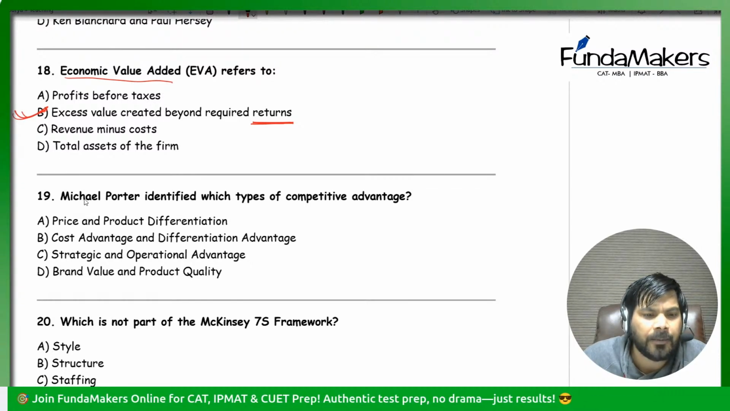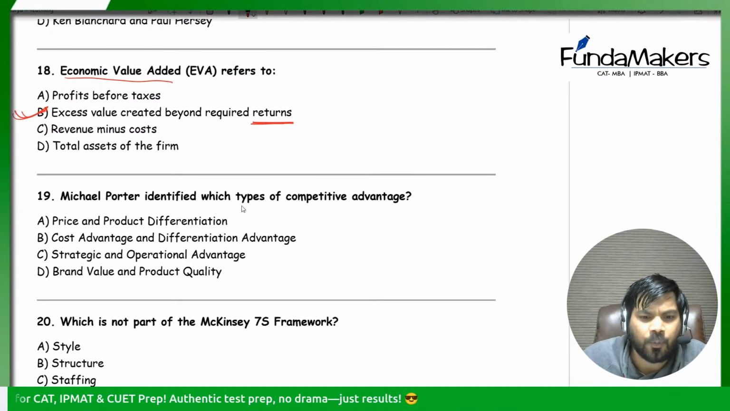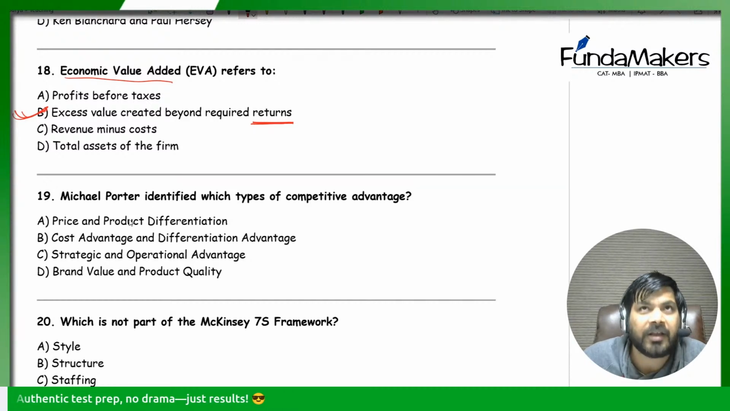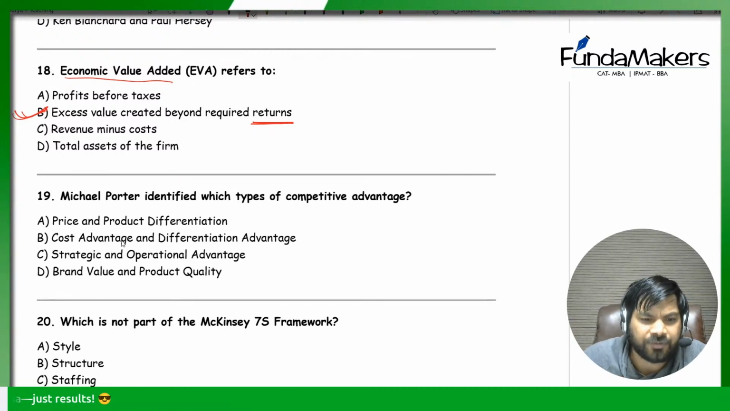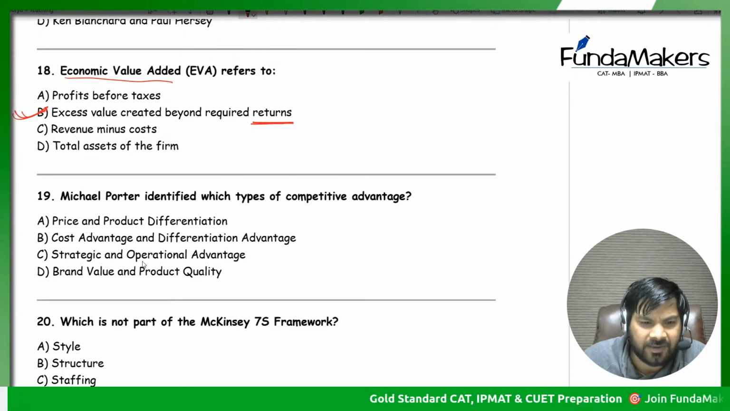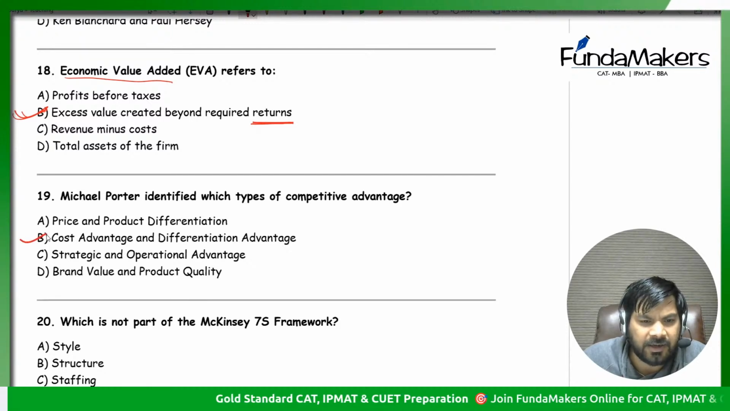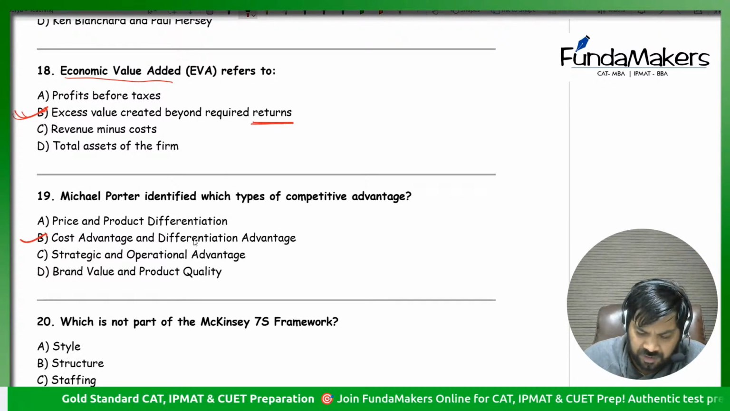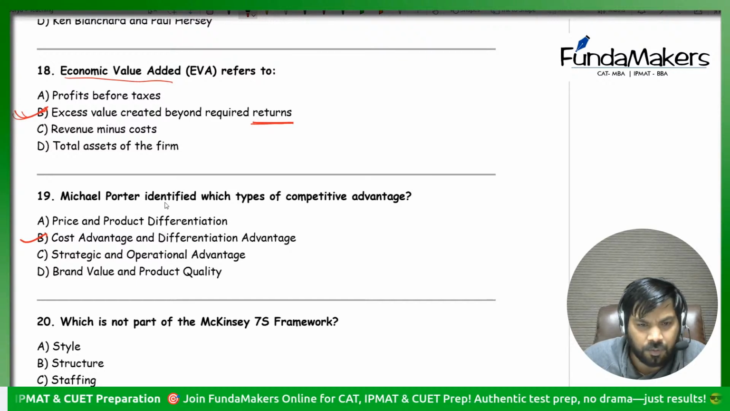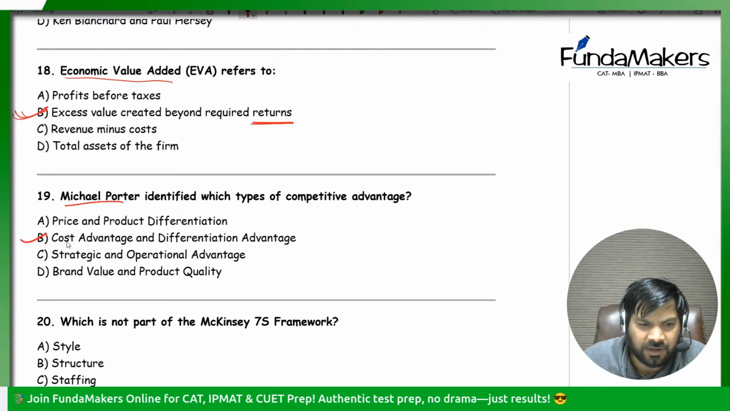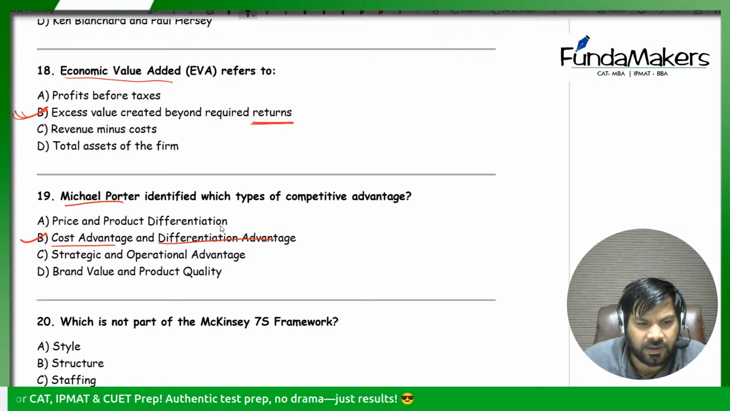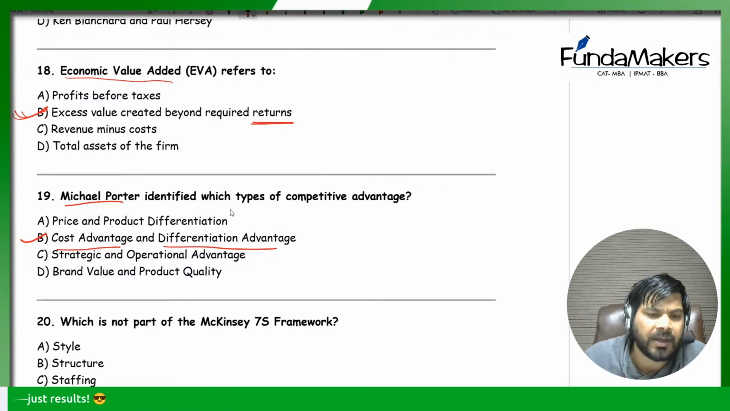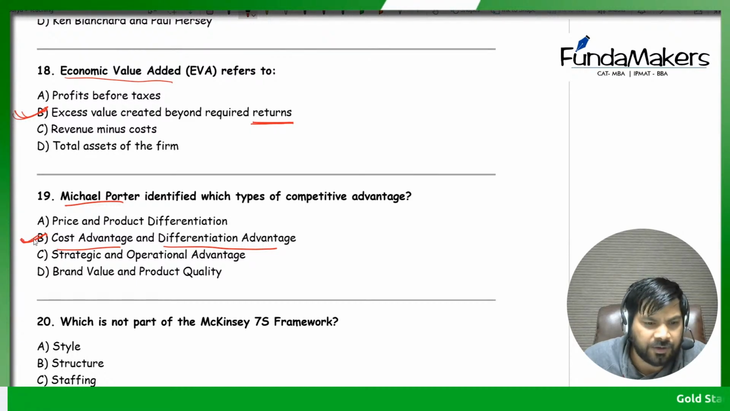B for ball. Michael Porter identified which types of competitive advantage? Price and product differentiation, cost advantage and differentiation advantage, strategic and operational advantage, brand value and product value. So he identified cost advantage and differentiation advantage, right? Okay, not price. Cost advantage and differentiation advantage: how to make your product different from the market. This is what he talked about.